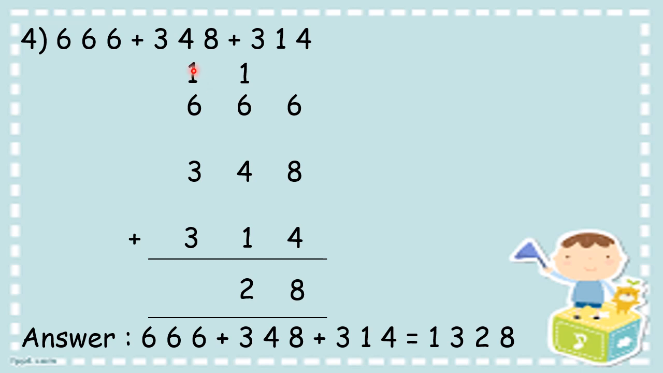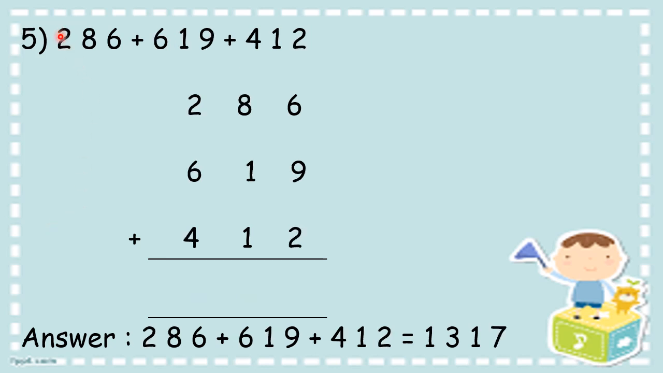Now add these values in hundreds place. 1 plus 6 is equal to 7. 7 plus 3 is equal to, yes, 10. 10 plus 3 is 13. So 3 we have to write in hundreds place. 1 we have to write in thousands place. So the answer is 1328.